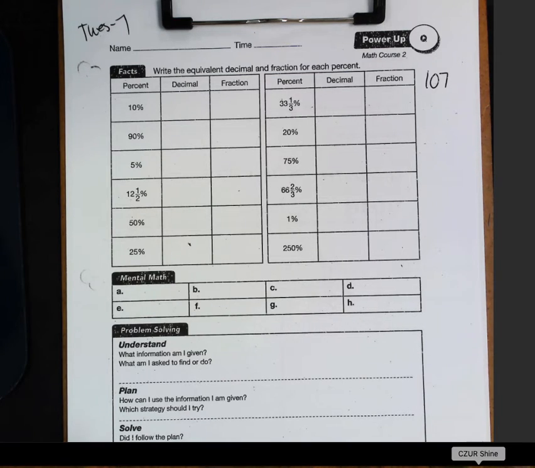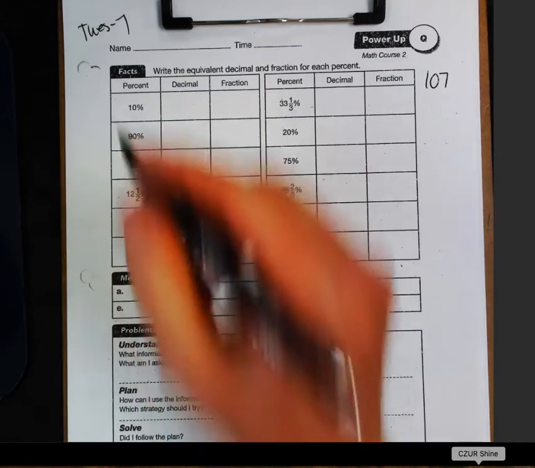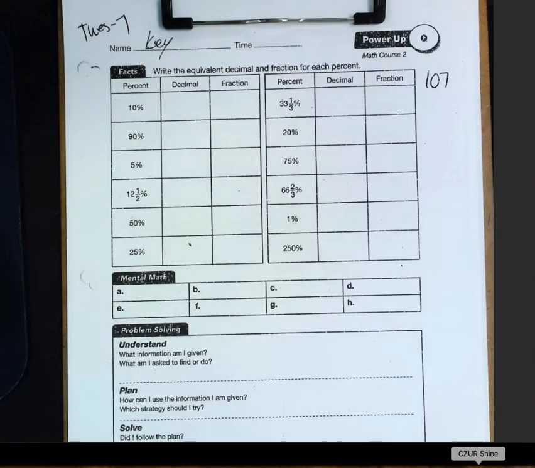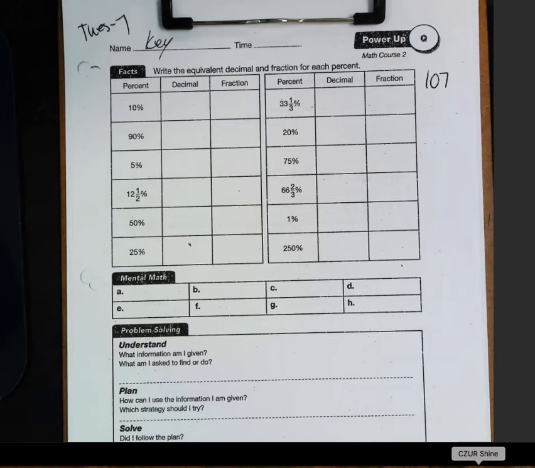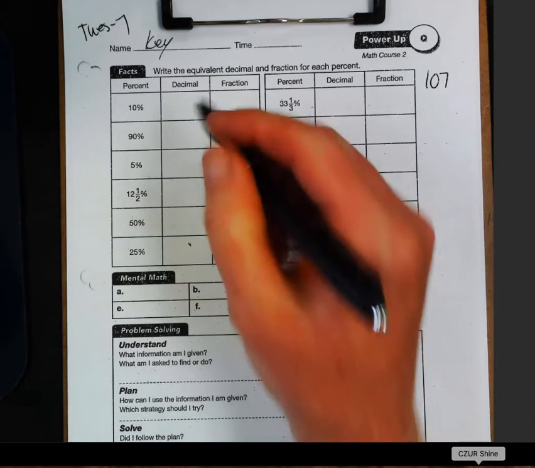Here we go. We're on to the front side. I'll take a hand that'll do them one at a time. So I'll say the percent, you give me the decimal and the fraction. Kendall, the first one.